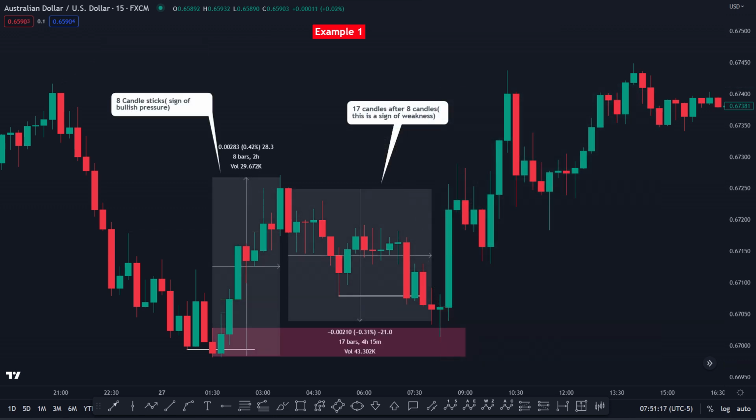Let's also look at the range. We can see that the market moved higher with 8 candles. And then before we can take an entry following all the rules, price went lower with 17 candles. Then this is a sign of weakness in the market.